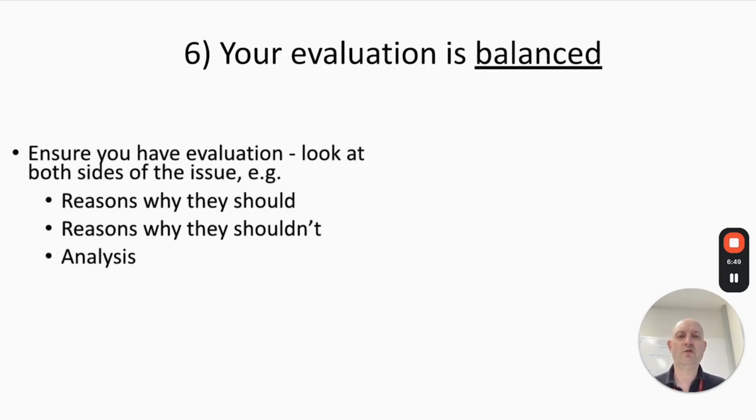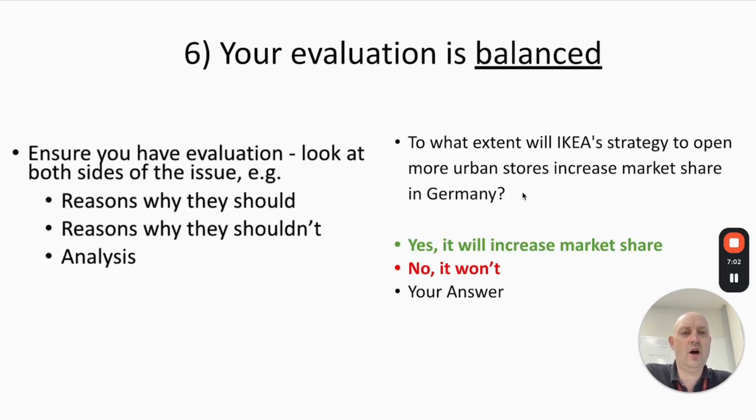Number 6, your evaluation is balanced. So what do we mean by balance? Basically, you're looking at both sides of the issue. So reasons why they should, reasons why they shouldn't. To put that into context, if we had a research question like, to what extent will IKEA's strategy to open more urban stores increase market share in Germany? During the IA, we need to make sure we look at both sides of the argument. So this is quite a simple one.